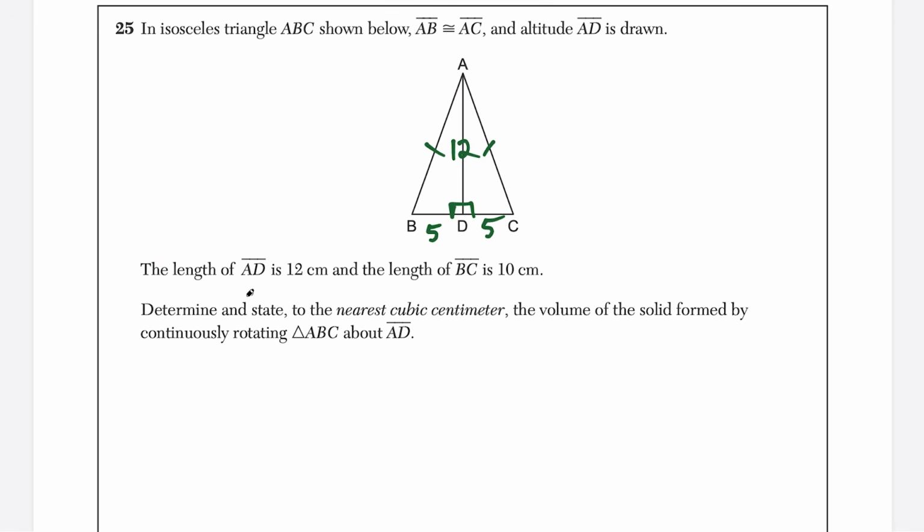So for the actual question, we have to determine and state to the nearest cubic centimeter the volume of the solid formed by continuously rotating this triangle about line segment AD. So what we have to be able to imagine here is which solid is formed if we rotate this triangle in a horizontal direction like this about line segment AD. The solid formed would be a cone. So I'm just going to draw out, we would have a cone here.